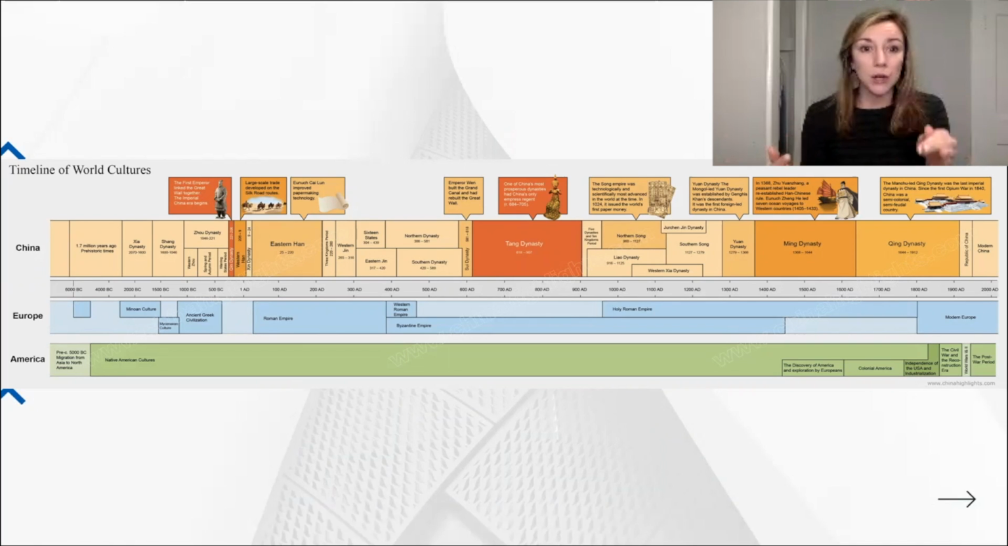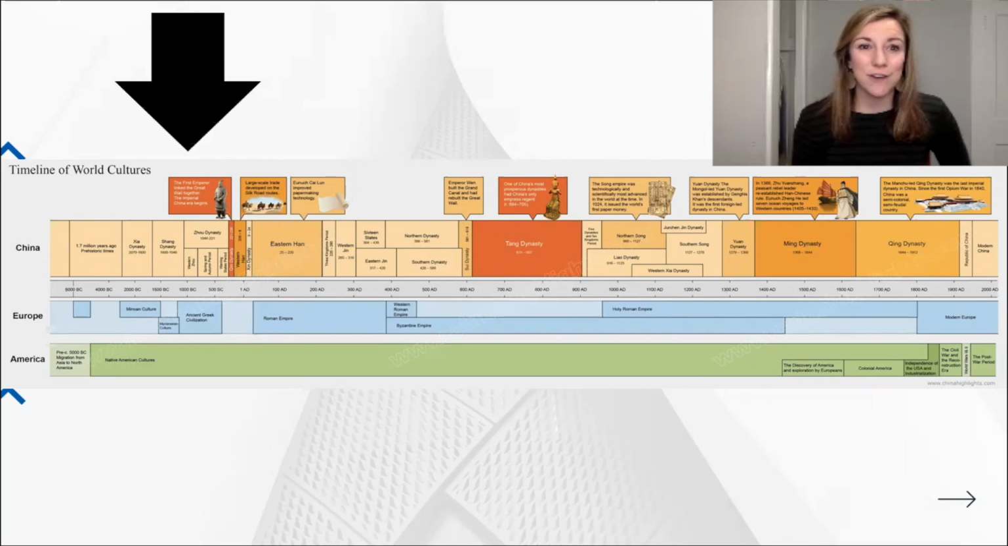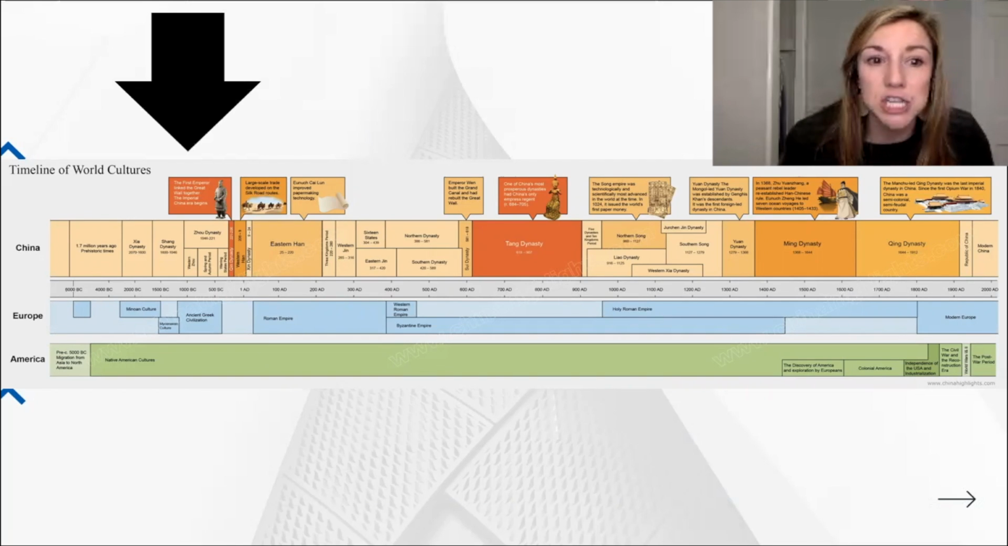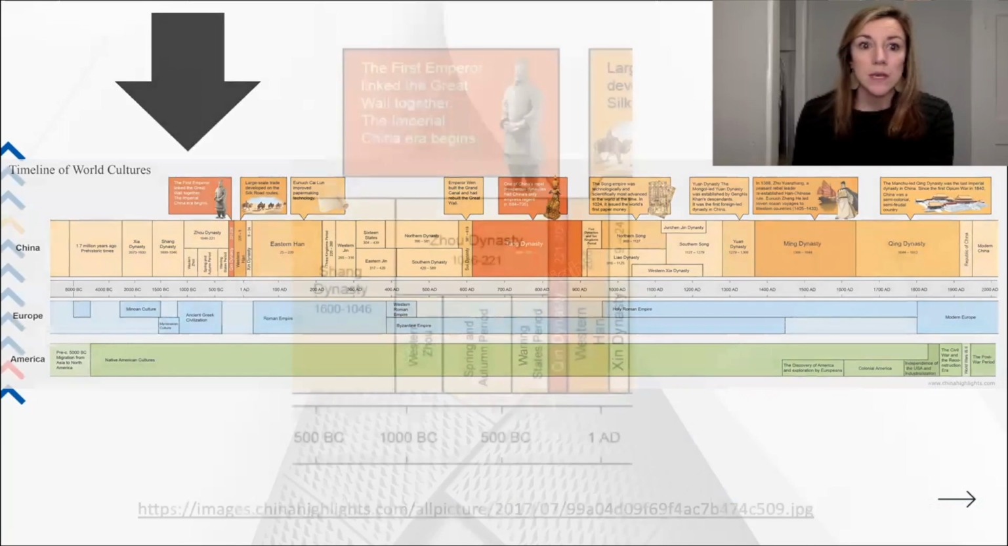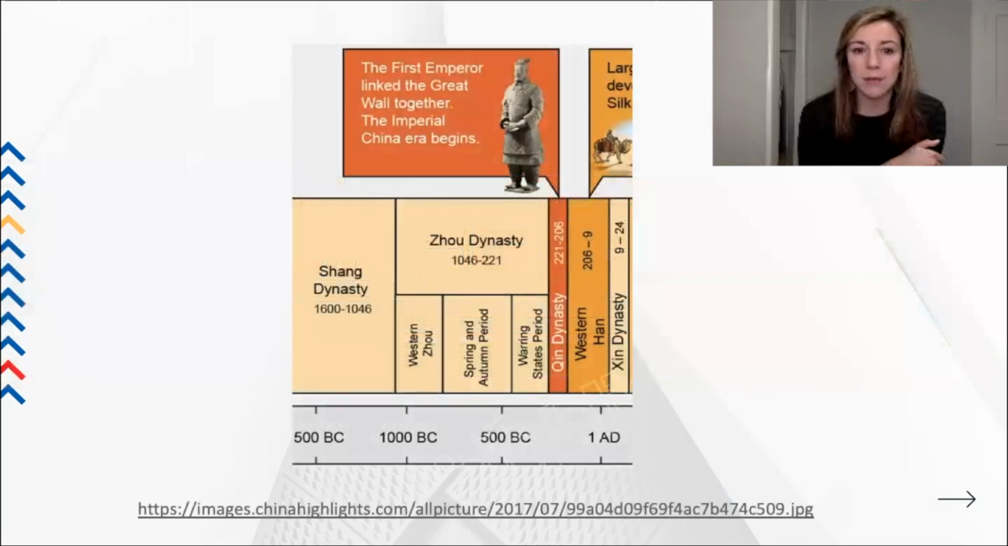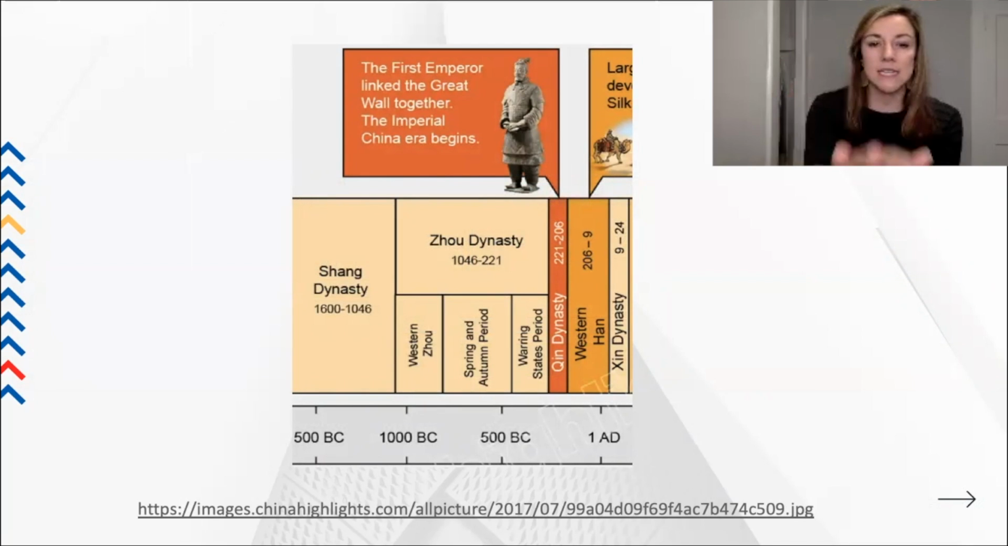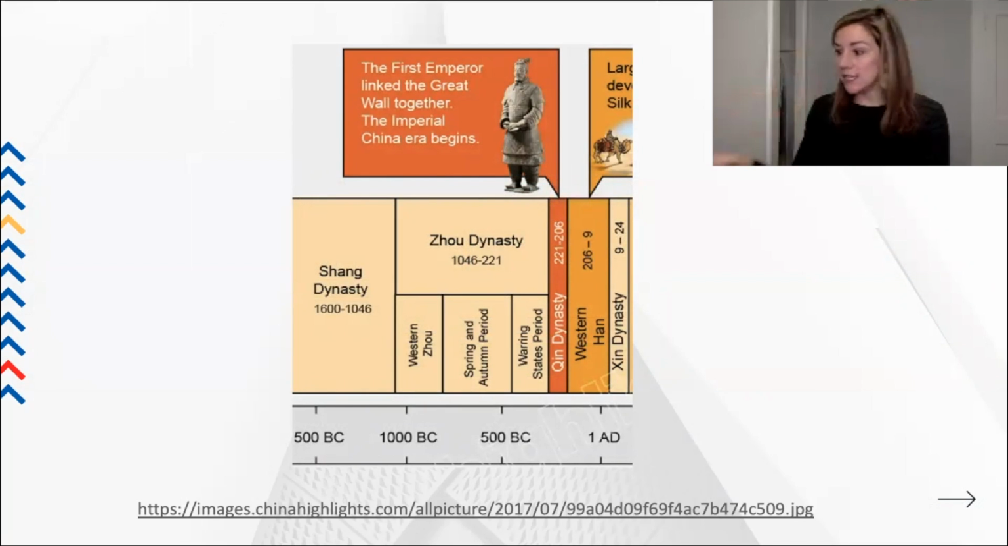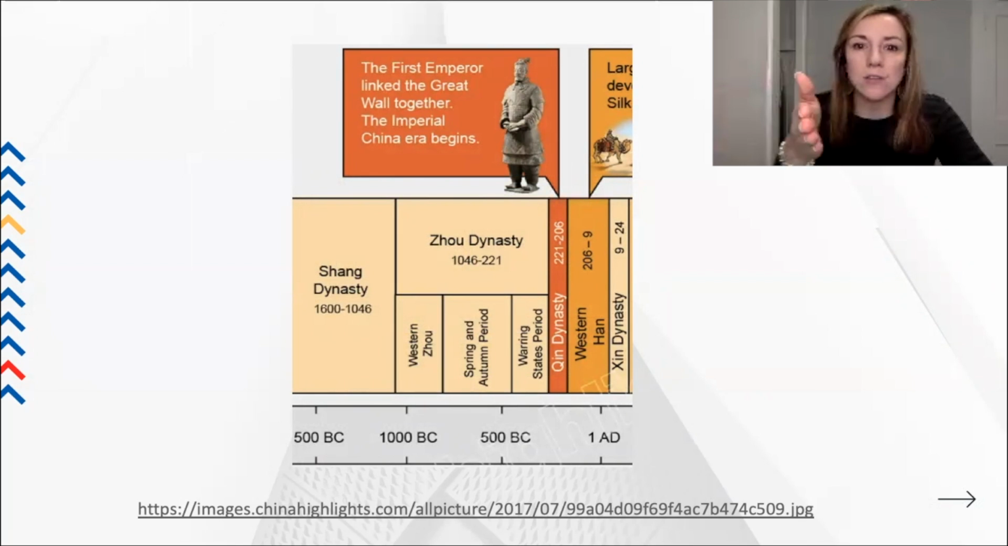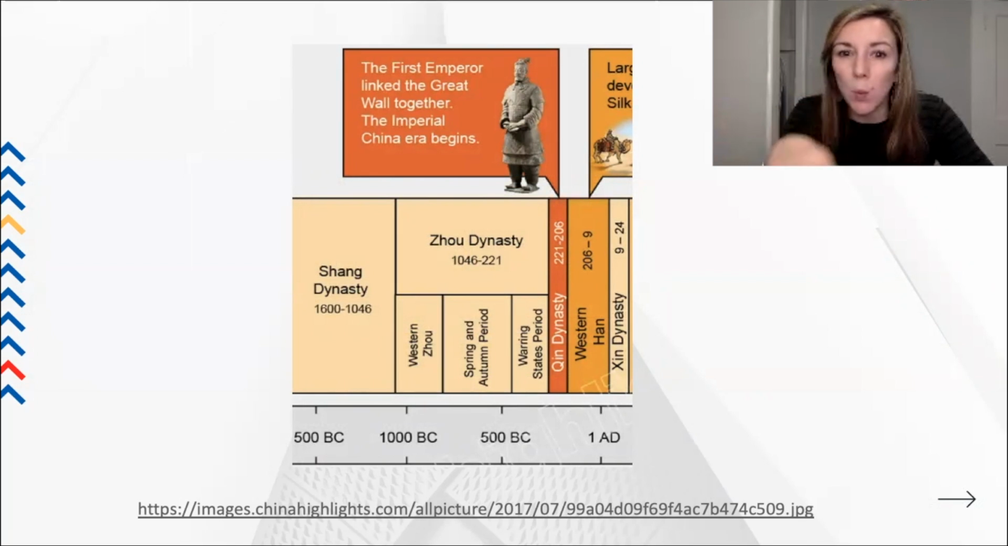Before all of that, there's so much history in China. You can compare it to Europe in the blue and then China up on the top. We are going to zoom in on this focus right here, the Shang and Zhou dynasties. So taking a closer look at that timeline, you can see we're going to be going from 1600 BC until the Zhou dynasty ended in about 221 BC. And you can find this image, if this is interesting to you, at chinahighlights.com.